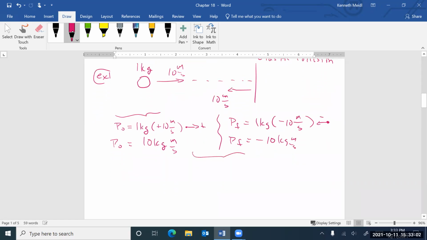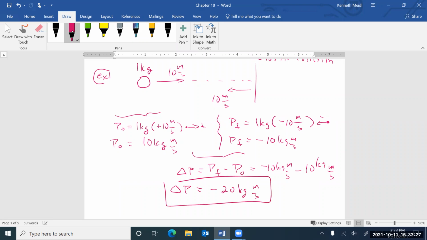And so when you take a look at this, I have a change of momentum, that is my final state minus my initial state. My final state is negative 10 kilograms meters per second, subtract off what I had, 10 kilograms times meters per second. And so I get a change of momentum that is 20 units in kilograms meters per second. Okay. So if you hit and bounce off the wall, then there's a huge change.